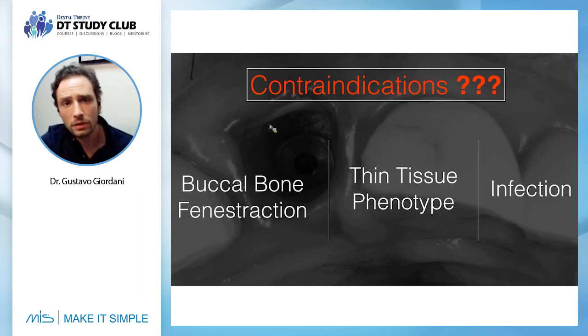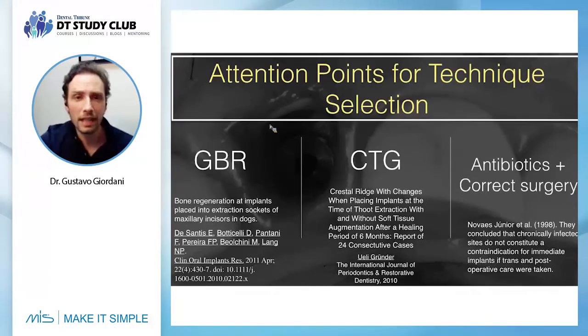But also, if I go through the literature, I'm gonna see that those are not contraindications, but attention points for a technique selection. I mean, with a GBR, with a biomaterial, and maybe the use of membranes, I can treat the problem of a buccal bone fenestration and solve the problem in the long term. Always, we're gonna use a connective tissue graft in order to create a thick tissue and to create stability of my case. So if I have a very thin tissue, as Monica has or had, I will treat this with a connective tissue graft, and we're gonna increase the thickness of the soft tissue. So those are not contraindications, but attention points for technique selection.